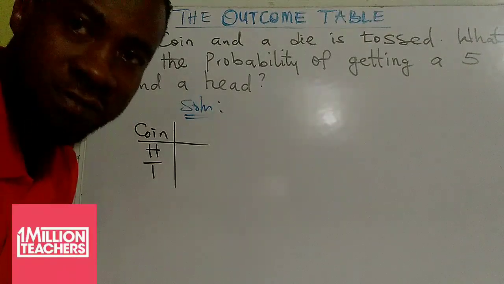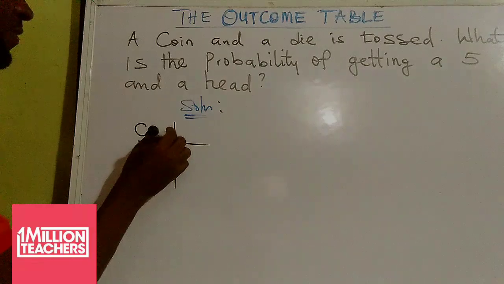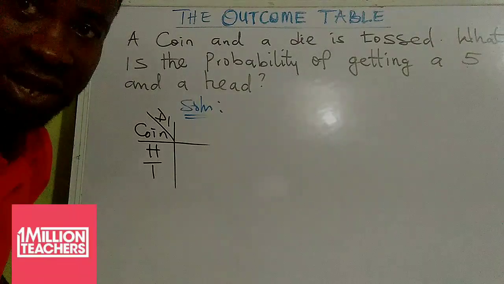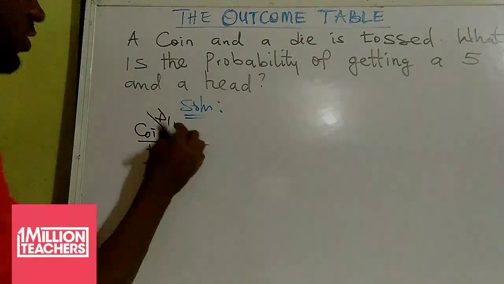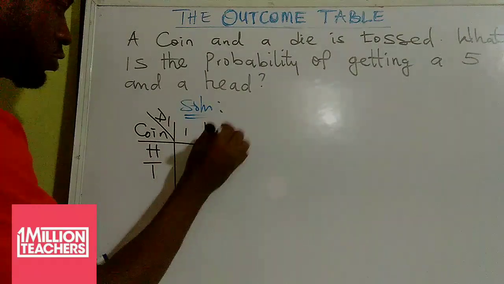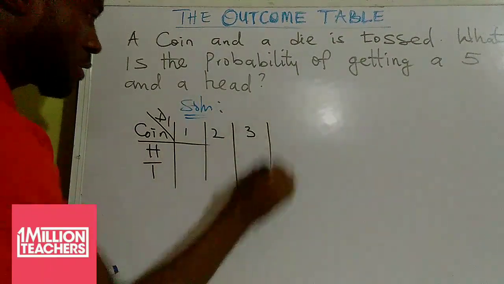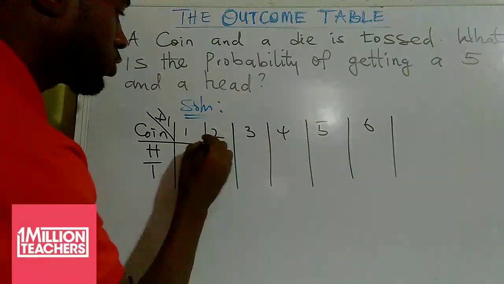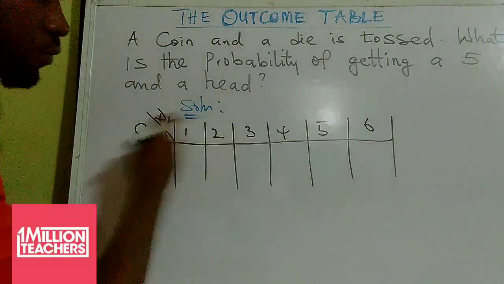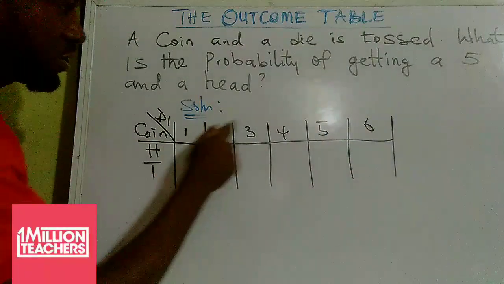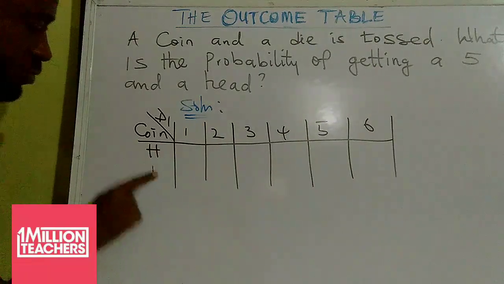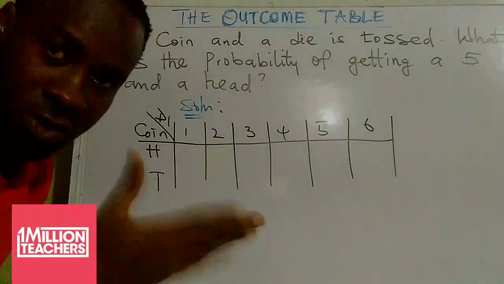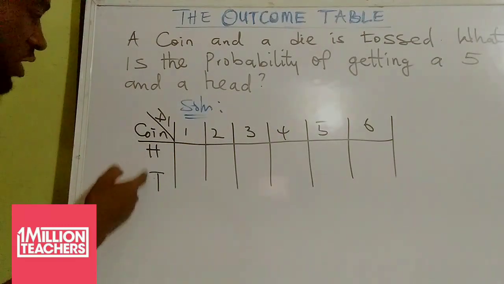Now we also have a die. A die has 6 faces. Let me use D1 for the die. Now a die has 6 faces, so I'm going to put those 6 faces here: 1, 2, 3, 4, 5, and 6. So these numbers here represent the 6 faces of the die, while this H and this T here represent the 2 sides of a coin. The coin has the head and the tail, H and T.